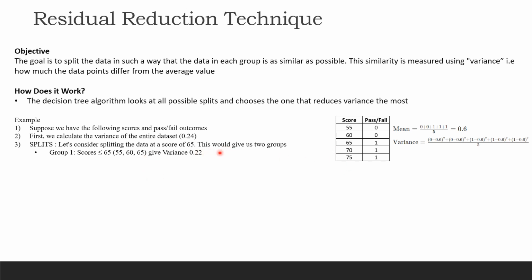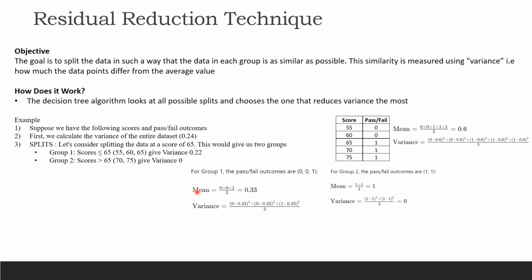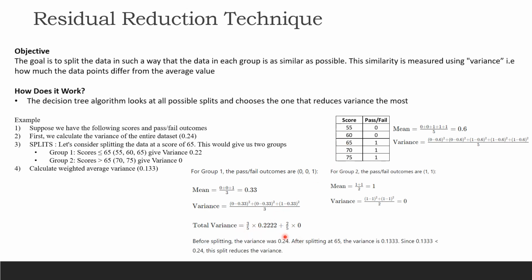Now we will calculate the variance of the first group in the following manner, and we'll get a variance of 0.22. Similarly, group two will have just two values, 70 and 75, and it will have a variance of 0 because both the values are on the same side, which is pass. So the weighted average of both these variances is calculated because we have 5 data points, 3 in the first group and 2 in the second. So it has 3/5 of the data, and the other has 2/5 of the data. The weight is 3/5 times the variance of the first group, plus 2/5 times the second, and we get the total variance, which comes out to be 0.133.